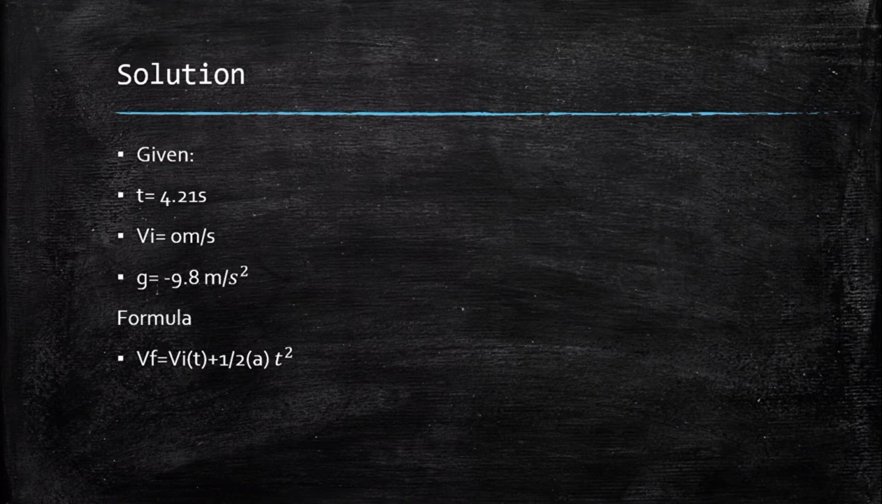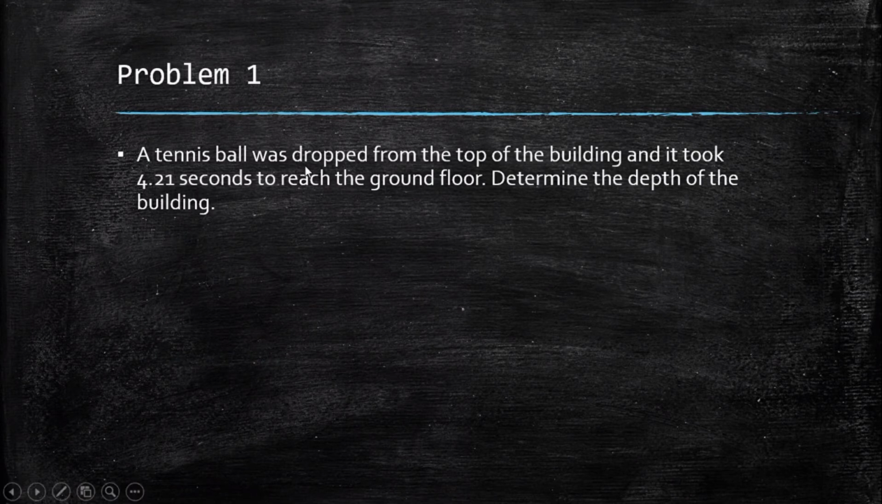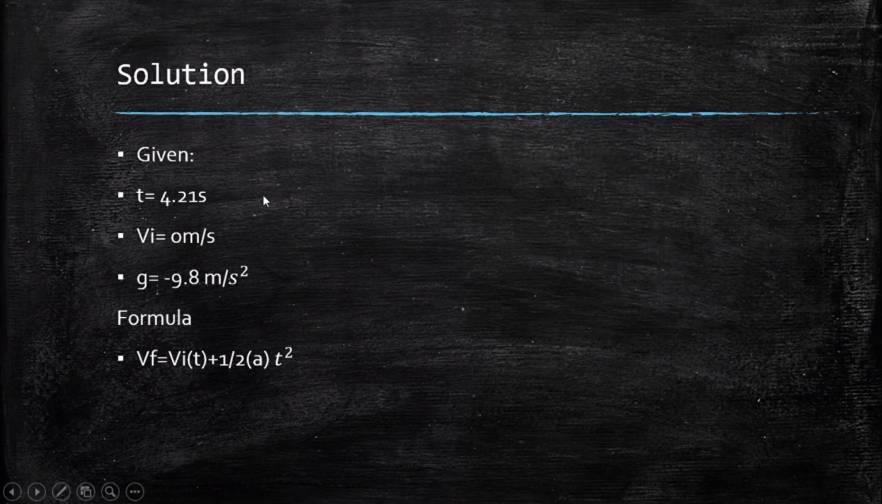Yung initial velocity ay nasa situation niya. Ang sabi sa problem ay drop, so binitawan. So, yung initial velocity niya ay 0 meter per second. Kapag may scenario na may binato ka pataas, yung 0 meter per second naman ay yung final velocity. And then, as I said earlier, yung gravity ay mga free fall situation gagamitin.